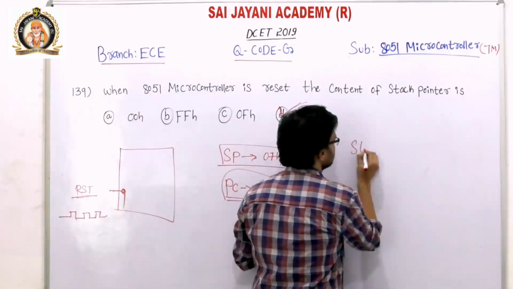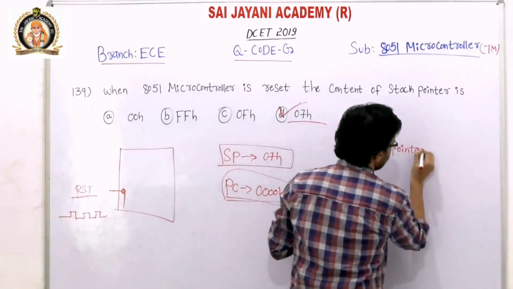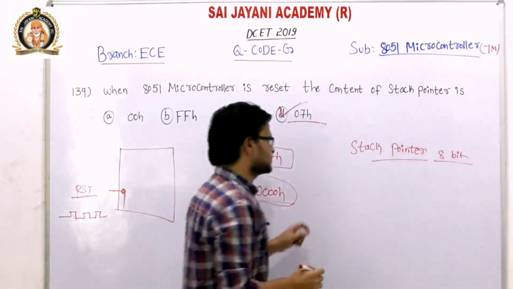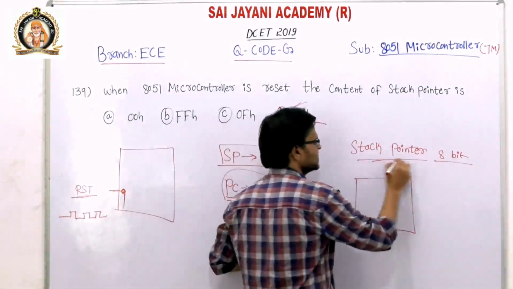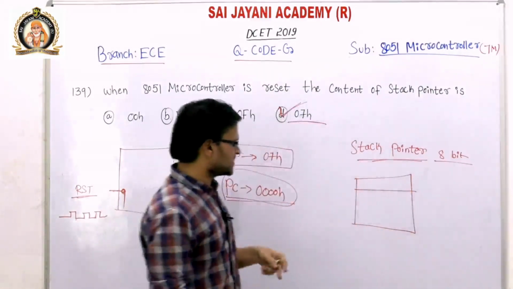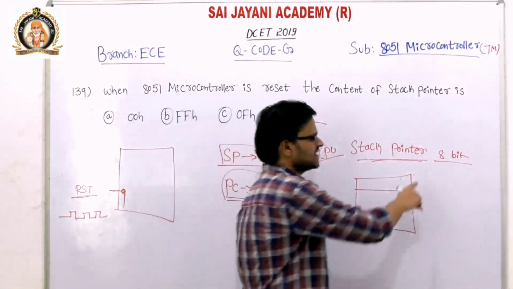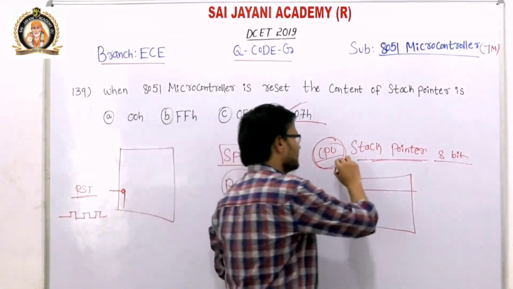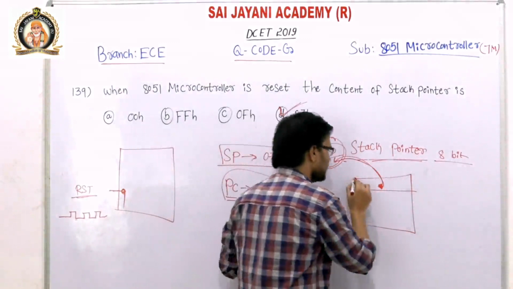We know that the stack pointer is an 8-bit register. This register is mainly used by the CPU in order to store the data into the stack or retrieve the data from the stack. What is meant by stack?